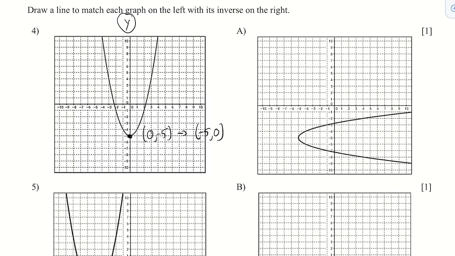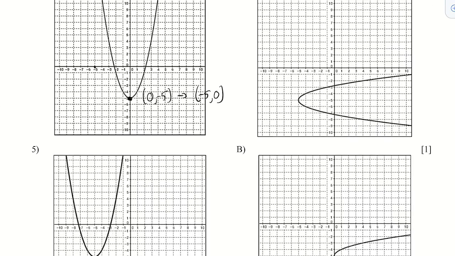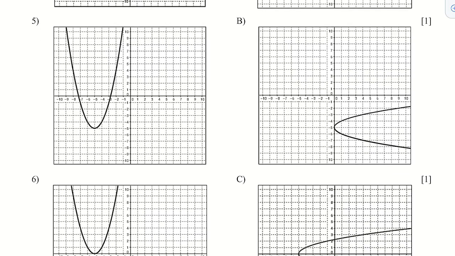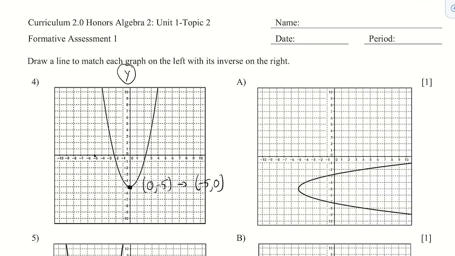Okay, so where do we have negative 5 comma 0? So that would be located, let's say, right there. So that is going to be this value, c. So c will match up with number 4.